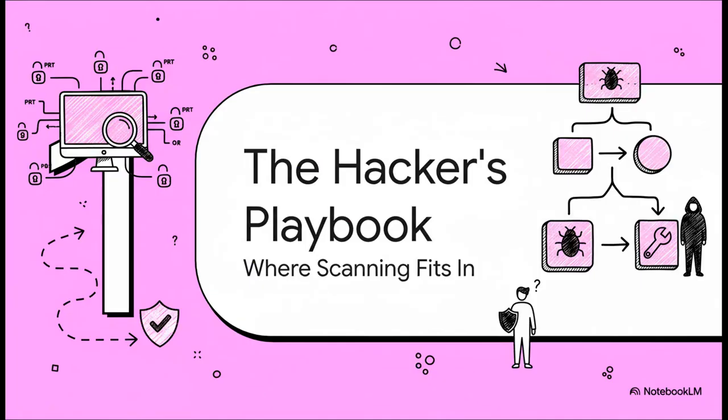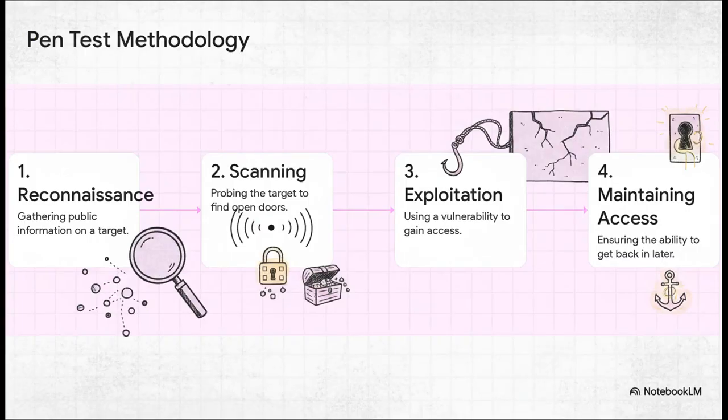Now, you might think finding these things is just random luck, right? Nope. Both the good guys and the bad guys follow a really structured process, a methodology. And finding these vulnerabilities, that's just one super critical step in a much bigger playbook. And that playbook usually has four main steps.